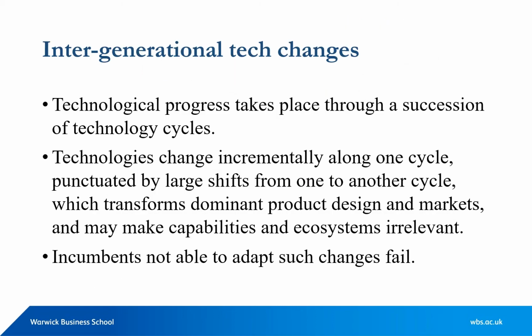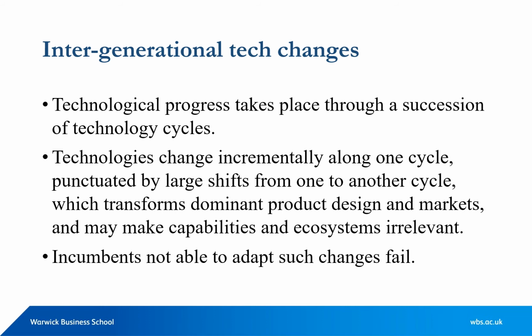Now let us look at the intergenerational technological changes in an industry. You can think of automobile industry, which is undergoing such a change towards electric cars. First of all, it is important to underline that progress takes place through a succession of technology cycles. Second, technologies change incrementally along one cycle, punctuated by large shifts from one to another cycle, which transforms the industry and may render the capabilities of the previous generation incumbents totally irrelevant.